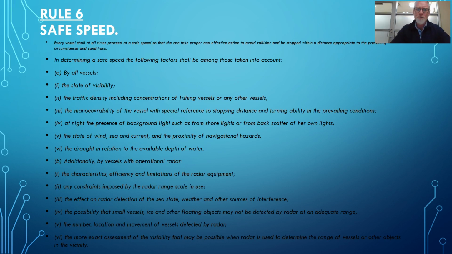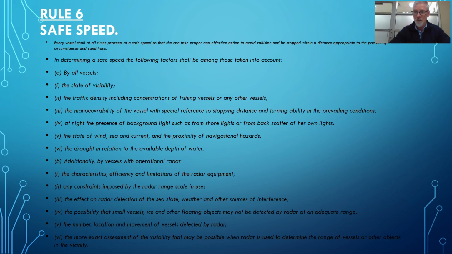So in determining a safe speed, the following factors shall be among those taken into account. The state of visibility, okay? How is my visibility? Is it clear? Can I proceed? Do I have a nice clear shot? Do I see like up to 25 nautical miles on the horizon? The traffic density, including concentrations of fishing vessels or other vessels. The maneuverability of the vessel, with special reference to stopping distances.